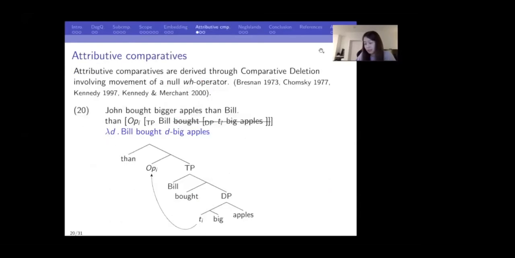The next test is based on attributive comparatives such as 20, John bought bigger apples than Bill. Attributive comparatives are derived through attributive comparative deletion, which involves WH movement of a null operator. So as shown here in the than clause, the degree variable within the DP is bound by a lambda operator outside the TP. So it requires degree abstraction.